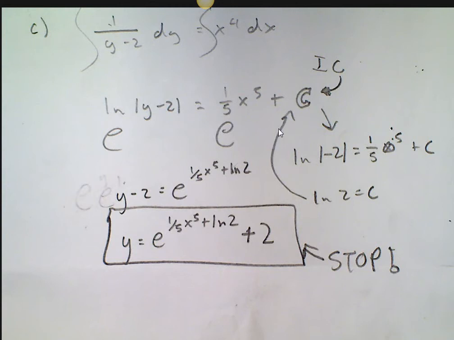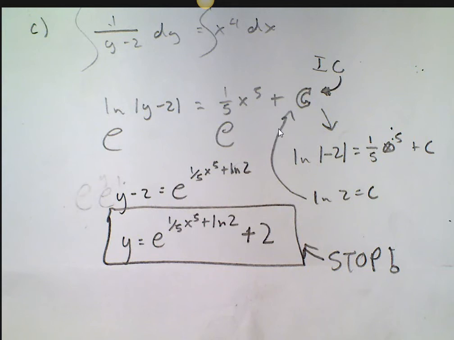See, this is the way I would teach you to do it, right? Because on the key, they took E here and E here, and then canceled out the natural log of the E. See, I'm not even worried about that. Just leave it like this. See this? See this right here?